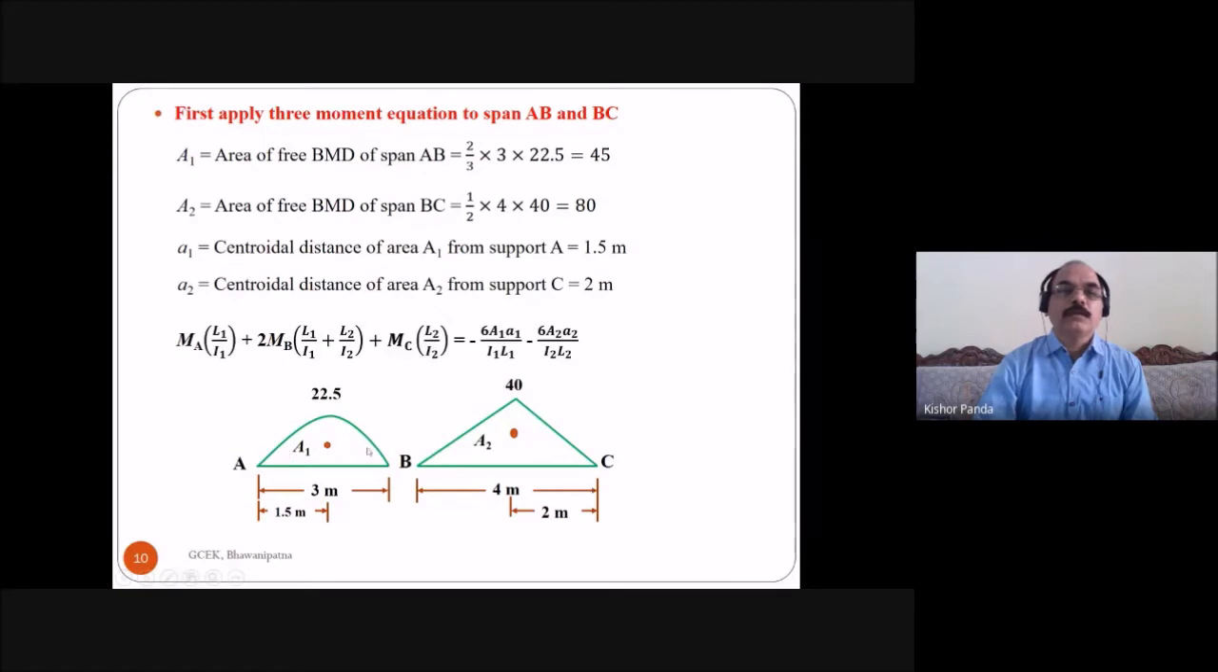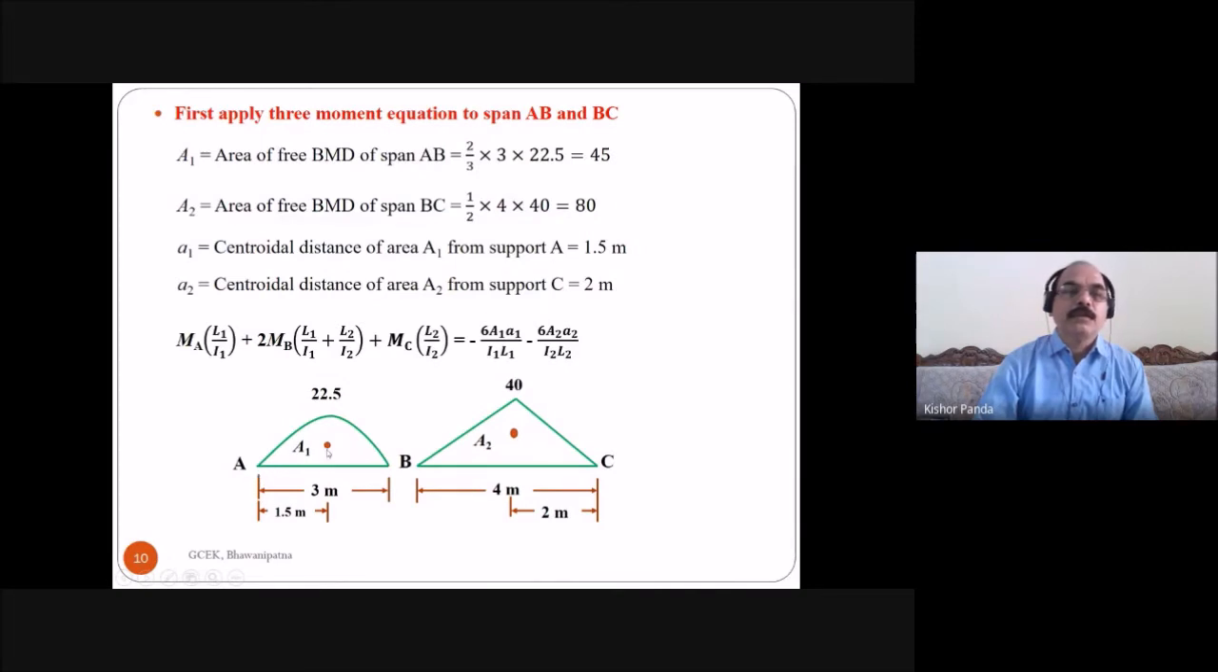Then the centroidal distance of area A1 from support A. So you have to take, this is your right figure and this is your left figure. You have to take the centroidal distance of area A1 from the left end, and for area A2 from the right end, from C. Because this is the right side figure and this is the left side figure. For the right side figure you have to take the CG from the right end, and for the left side figure you have to take the CG from the left end.